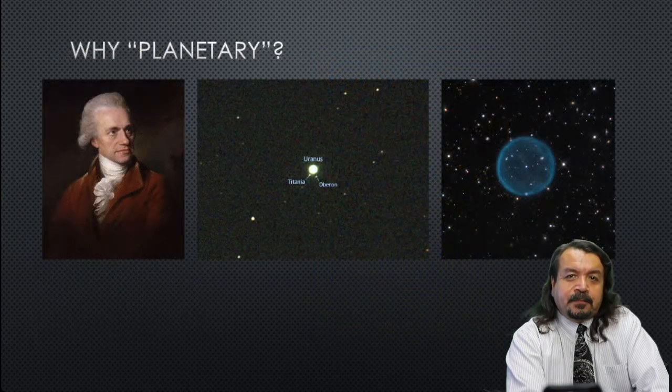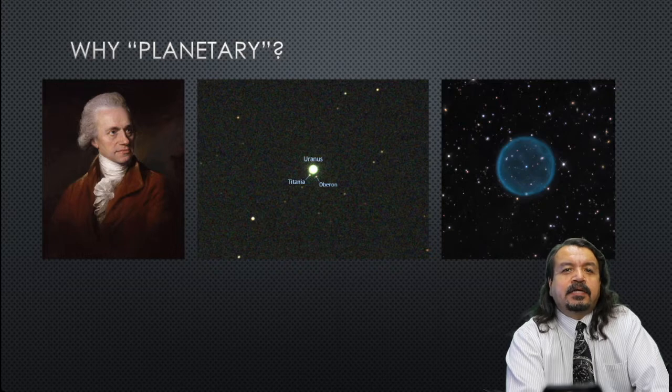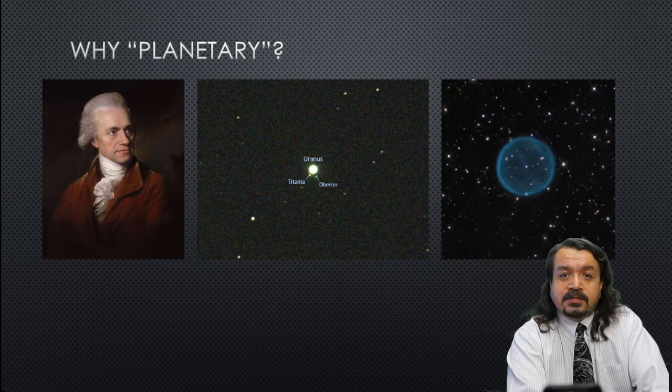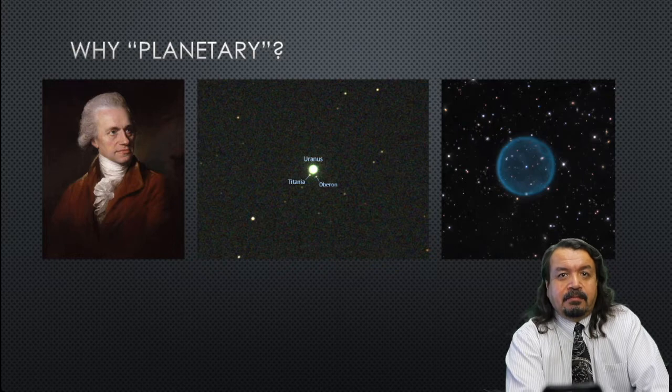By the way, it was William Herschel who found the similarity of the planetary nebulae to the apparent greenish disk of the planet Uranus, discovered by himself, and for this reason he named them planetary nebulae. But he already knew that these objects were not related to the planets of the solar system.